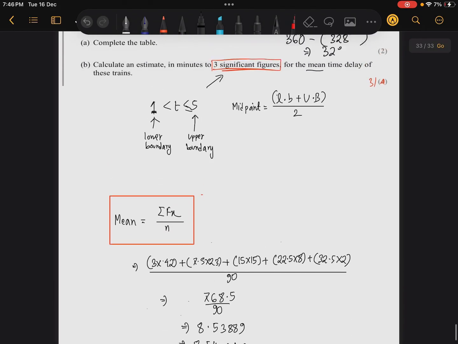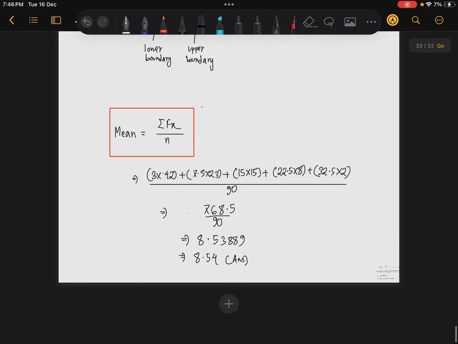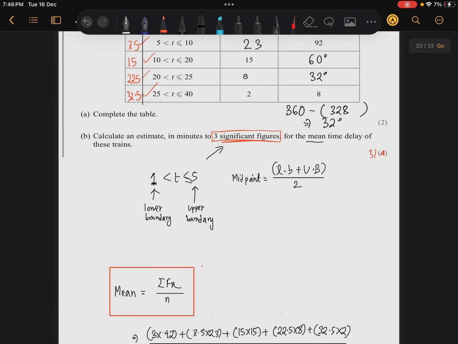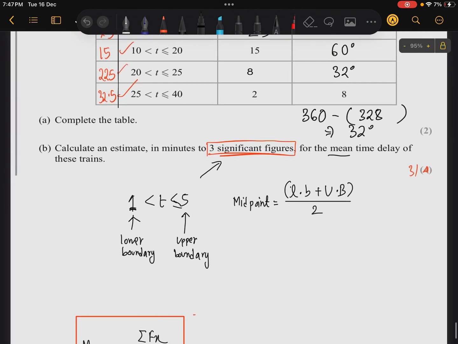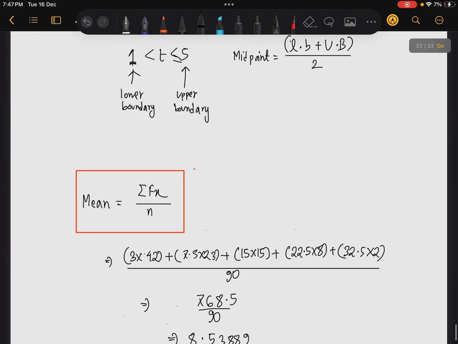So yeah, this is the math, and this is how you solve for the mean of any grouped frequency table. You calculate the midpoint of all the individual classes, and using that, you calculate the mean using this particular formula.